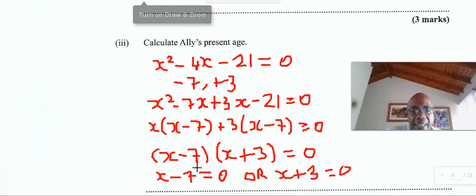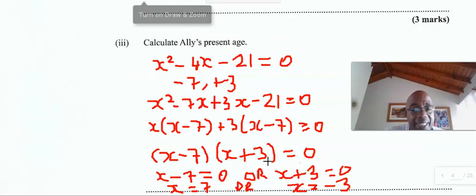If x minus 7 equals 0, it means that x is 7, because we simply bring the minus 7 over to get plus 7. Or if x plus 3 equals 0, it means x equals negative 3. So we have our two values for x.